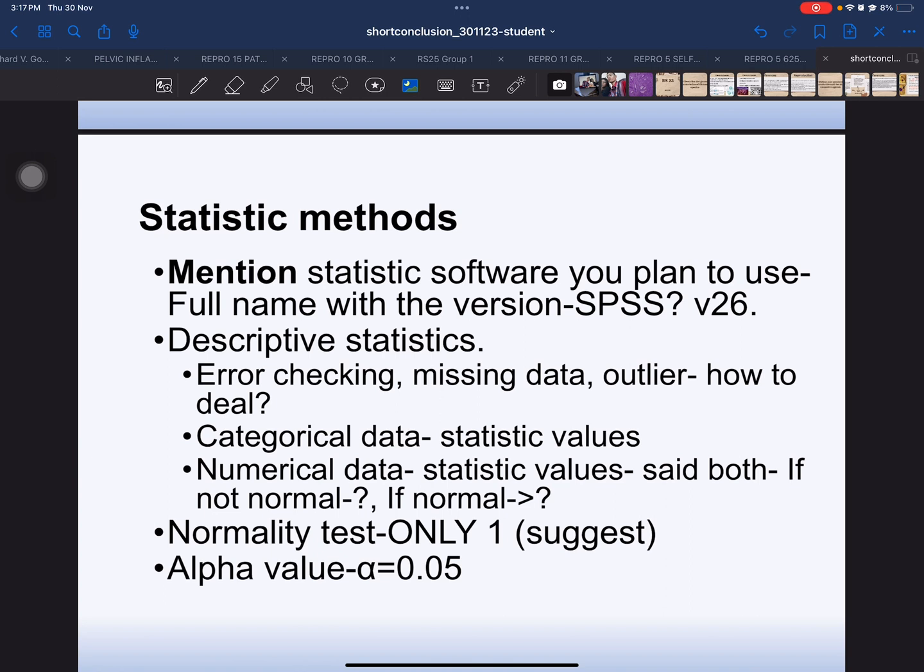Alpha value is set as 0.05. We are telling people our result has 5% error. So we have confidence to say, for example, that female has significantly better BMI than male, but my result has 5% error. So this alpha value is important. If less than 5% we say significant result, more than 5% we say no significant result. You have to mention this in your proposal.